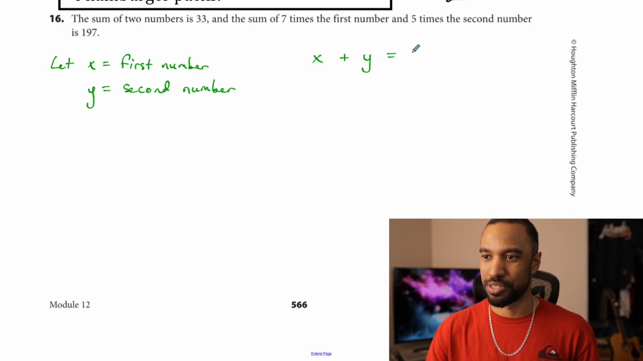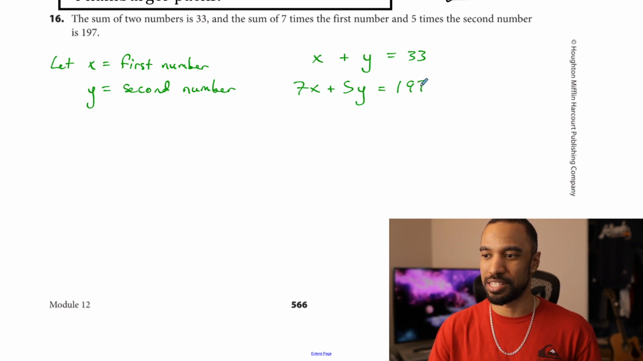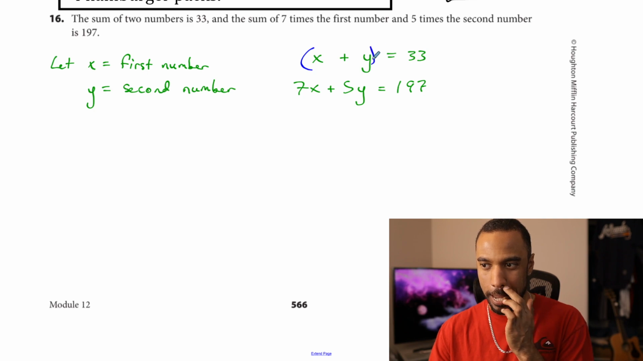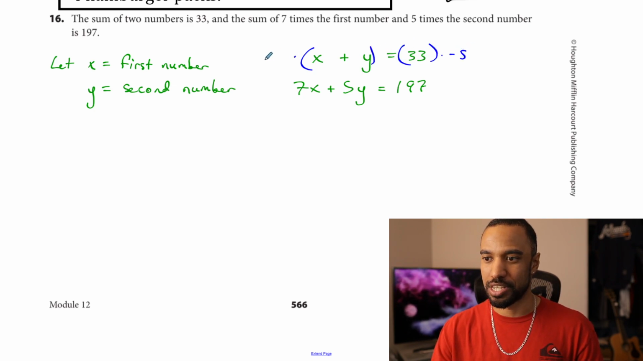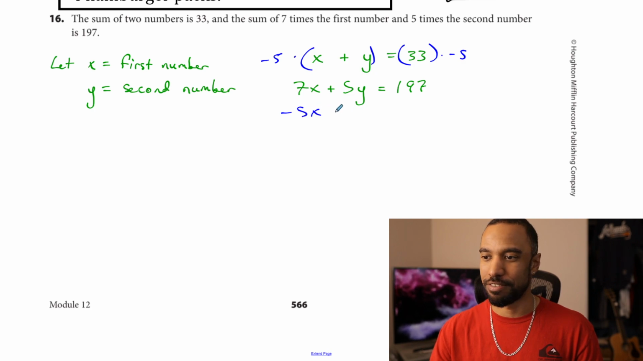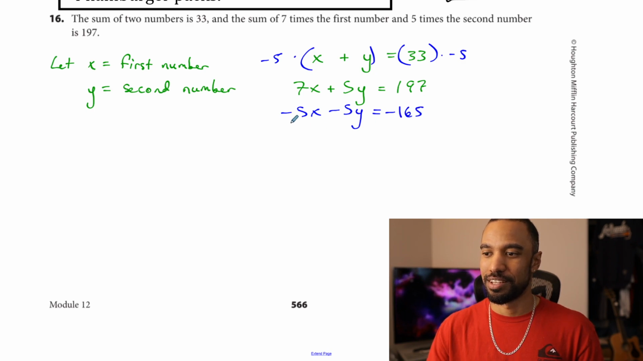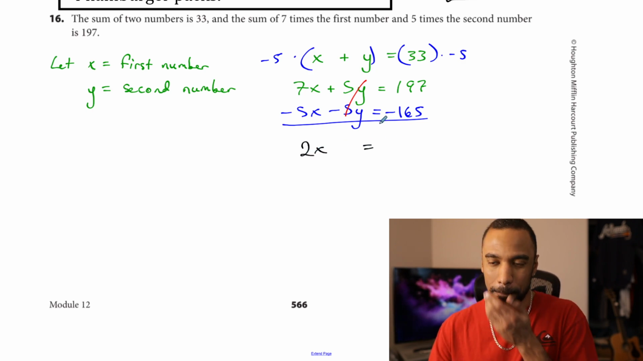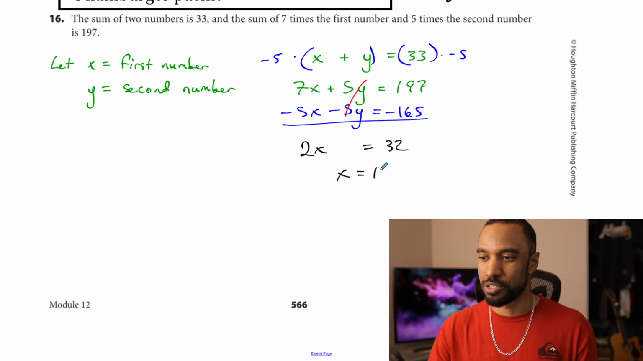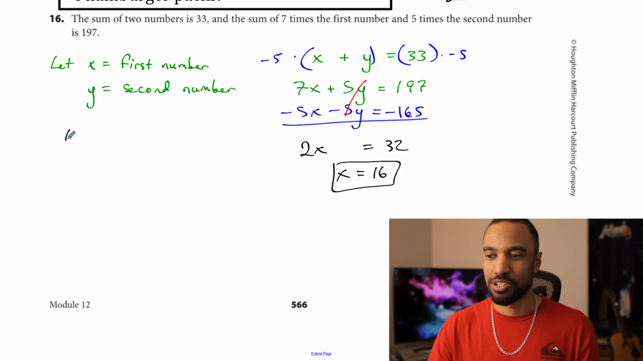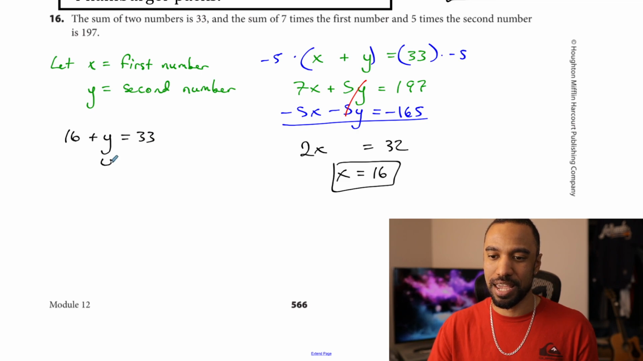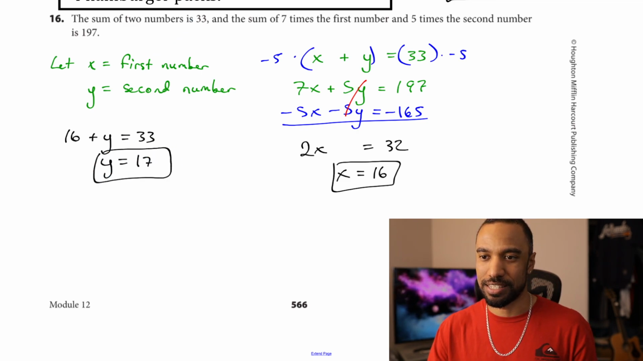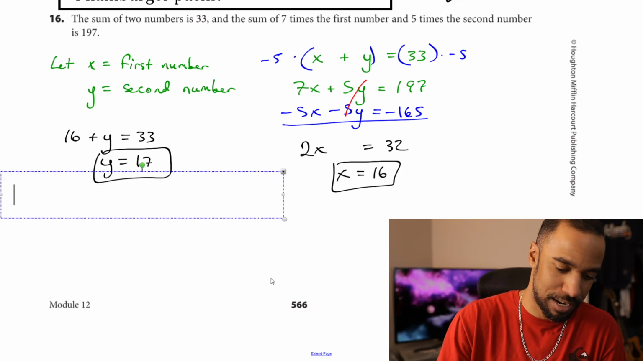x plus y equals 33, and then 7x plus 5y equals 197. These numbers can't lessen here. I can't divide by anything to make them smaller. So I'm going to multiply the top by negative 5 here, and I get negative 5x minus 5y equals negative 165. Oh, I can finish. So that becomes 2x equals 32, so x equals 16. I'm only trusting I'm doing that math right. So 16 plus y equals 33, and y equals 17. Let's say the first number is 16 and the second number is 17.